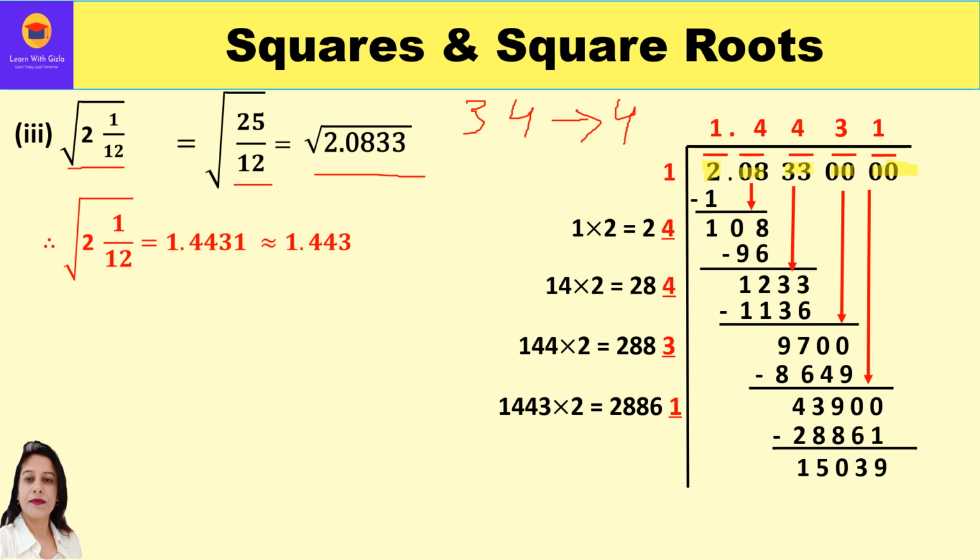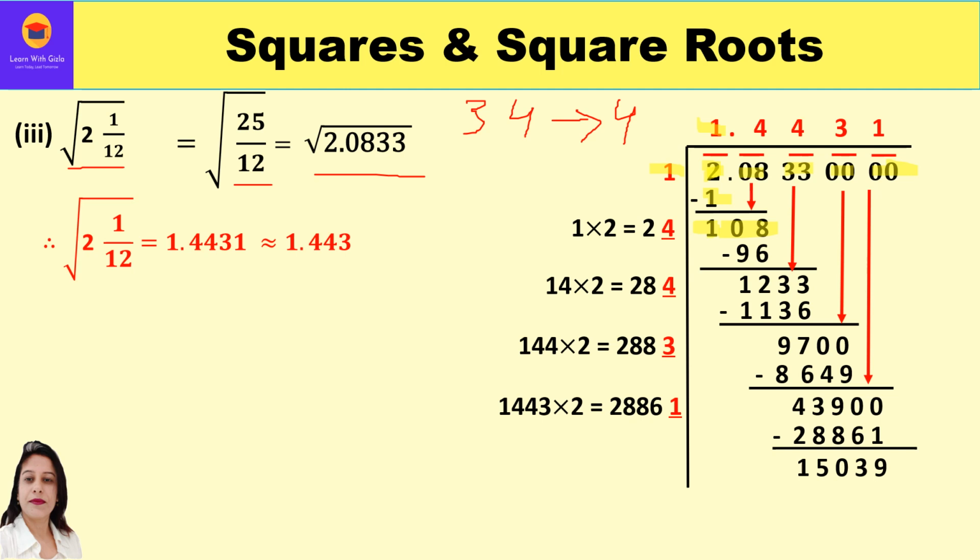Now we are going to start with the long division process. First period is 2. Think of a largest number whose square is either less than or equal to 2. So clearly we can have 1 as a divisor, 1 as a quotient, because 1 into 1 is 1, which is less than 2, right? 2 minus 1 is 1. Further bring down the next period, that is 08. Now this is our new dividend 108.